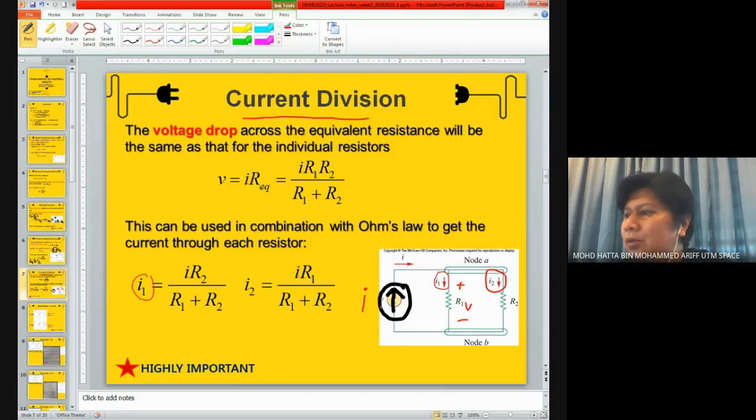Current division says that to get I1, you need to use this equation: I1 equals R2 divided by R1 plus R2 times the current into the node itself. Consider the node is over here; both are the same node. I1 is equal to R2 divided by R1 plus R2 times I. I would like to write the equation like this because I like to separate the resistors and the current, the quantities.